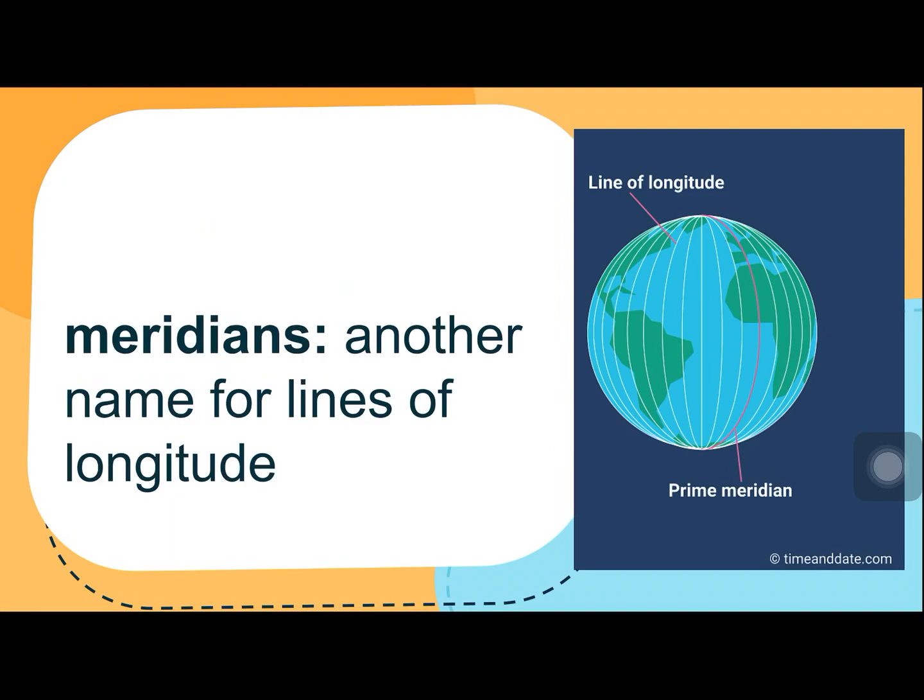Meridian, say that word please, meridian. Good, that is another name for a line of longitude. So these lines here, they're also called meridians. That's just another name.